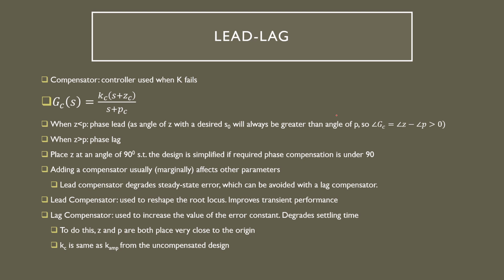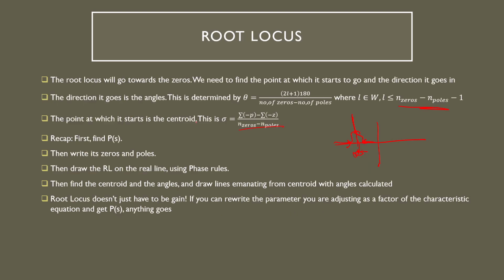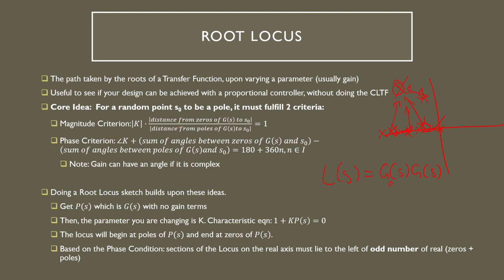You can build a compensator which is of the form, this is the general form of any compensator, lead or lag. If you have a compensator with z less than p, you get phase lead, and if you have z greater than p, phase lag. Why is this? Well, as I mentioned over here, the phase criterion, the angle of G of s is given by this big brackets that I've expanded out.